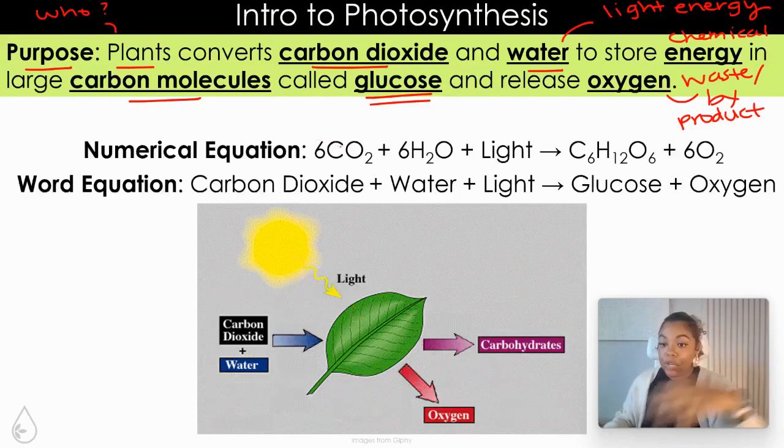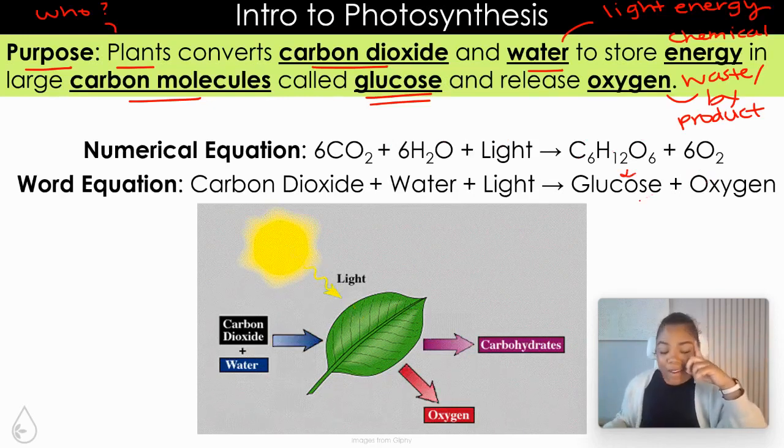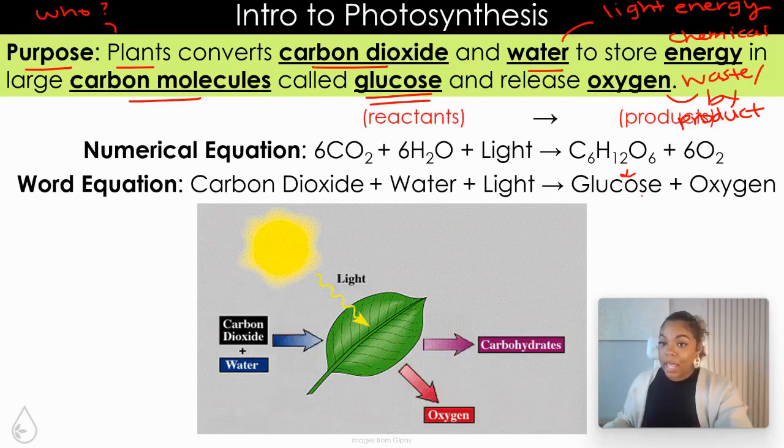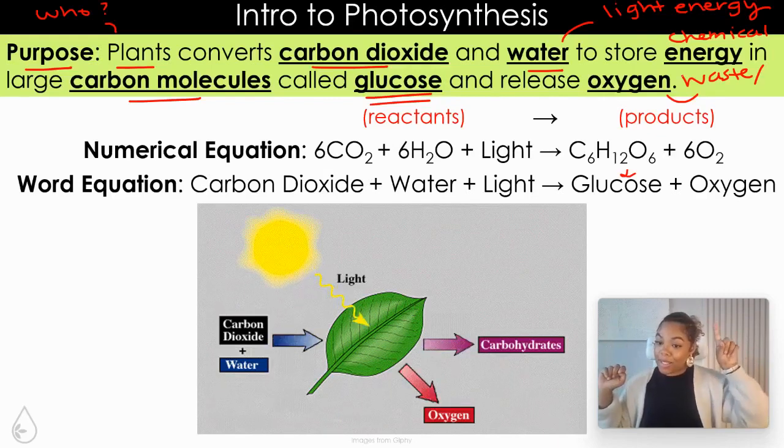The formula to remember this process is here. 6 CO2 plus 6 water plus light makes C6H12O6, which is glucose, and 6 oxygen. Now, I do have a very, very silly way of remembering this, but it really helps, especially when you're trying to figure out the reactants and the products that are involved in photosynthesis. I'm going to represent this side as our reactants to match our screen right here. And I'm going to use this side to show our products.